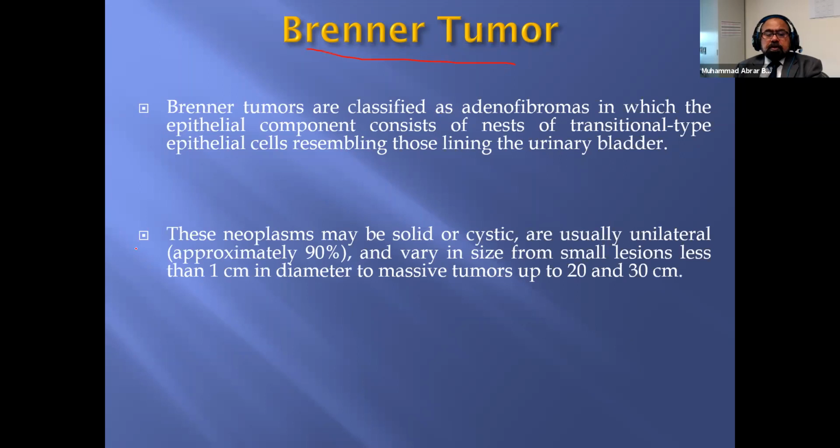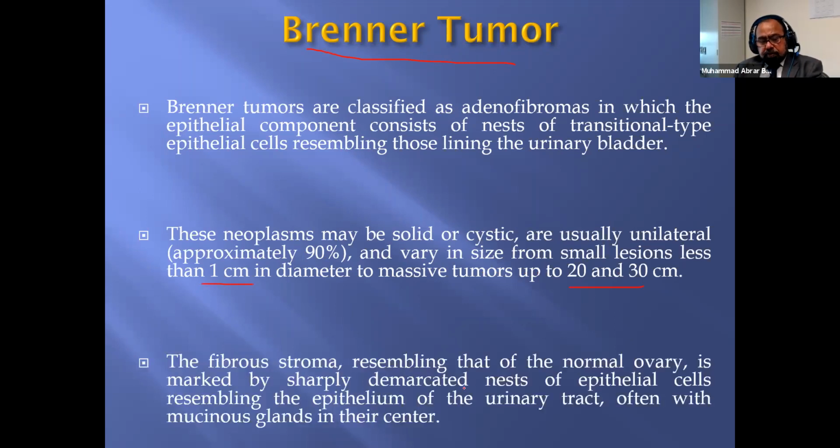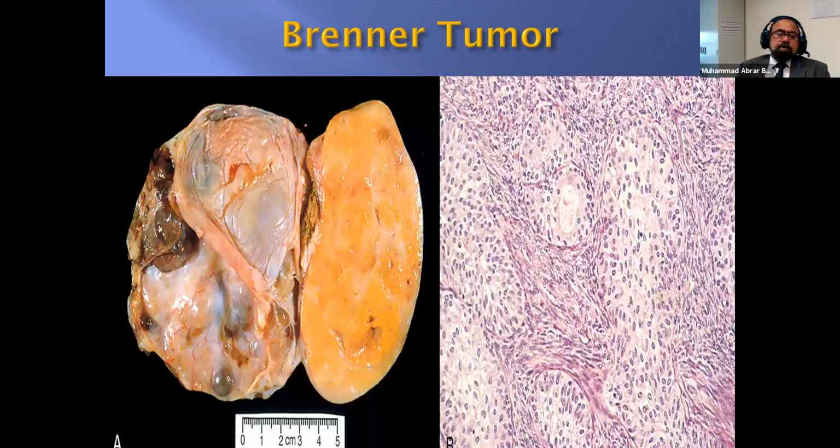Okay. So these neoplasms may be solid or cystic, are usually unilateral, approximately 90%, varying in size from 1 centimeter to 20 to 30 centimeters. The fibrostroma, resembling that of a normal ovary, is marked by sharply demarcated nests of epithelial cells resembling the urinary tract. So this is how it looks like.